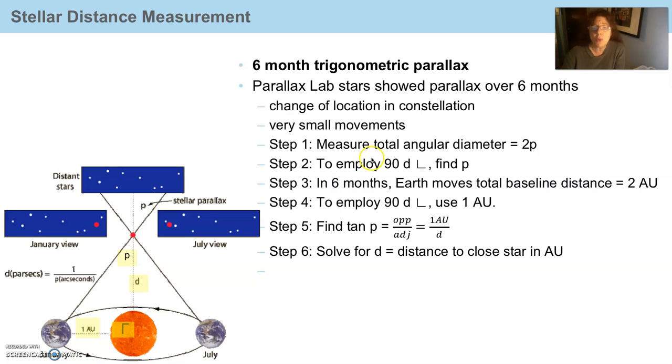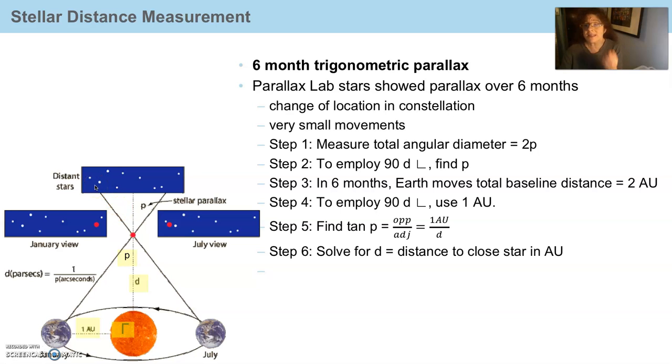So just to go over this, you did this in your lab where you looked at a star on Stellarium, and you noted that the star was at a certain point in a constellation. Then you went 6 months later, in July, and you looked at that star, and it looked like it was in a different point in the constellation.